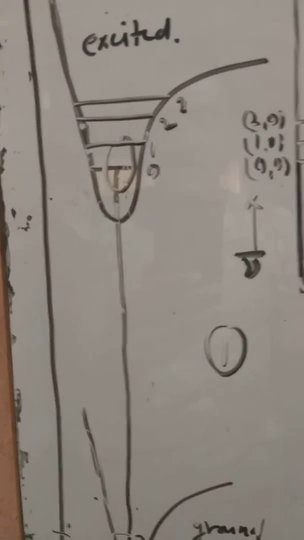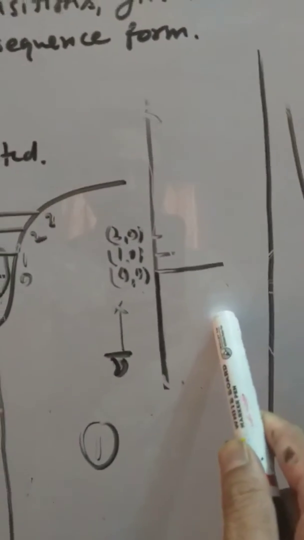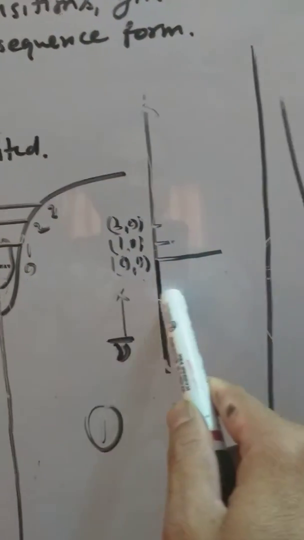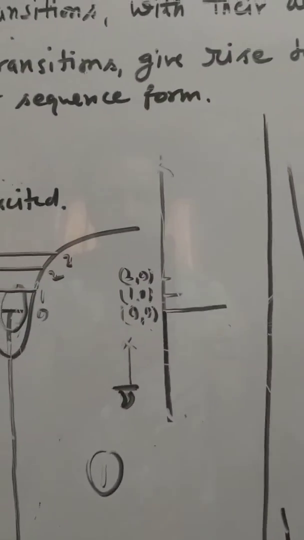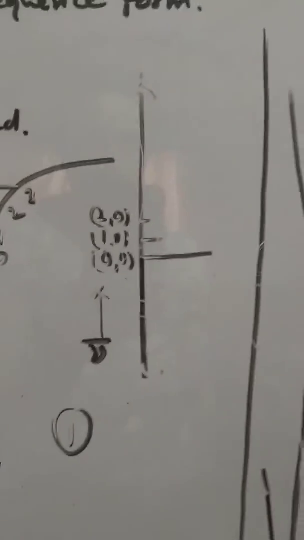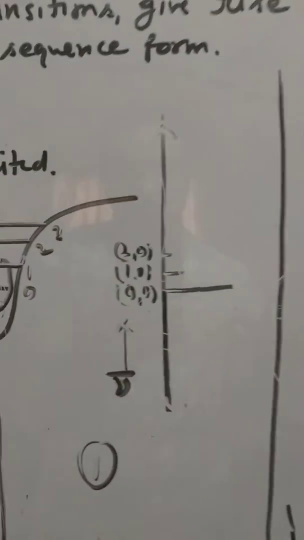It means the 0-0 line in the vibrational progression will be the most dominant or most intense line, followed by the 1-0, 2-0, 3-0 lines with decreasing intensities.